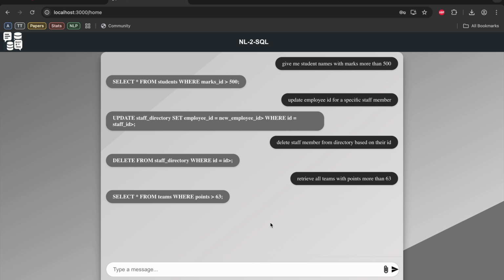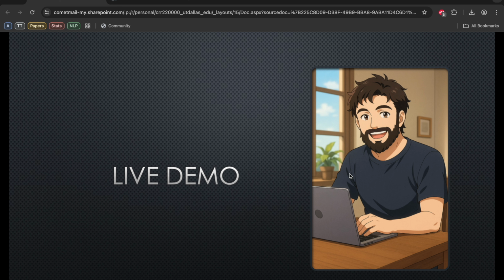As you can see, select, update and delete type of queries are executed correctly. There are some limitations to this particular version, which does not give more complex queries, but it can be solved in the next versions.